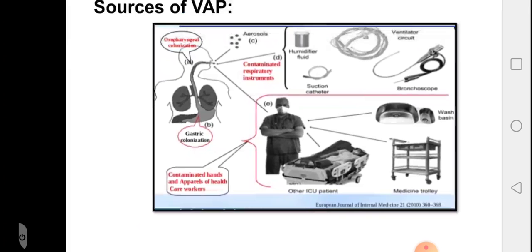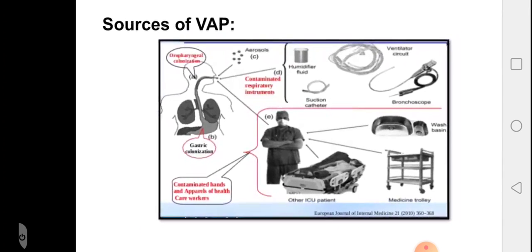Now let us look into the sources of ventilator associated pneumonia. The main sources are the oropharyngeal pathogens or the gastrointestinal flora. Next are the aerosols present in the environment, like Mycobacteria and Legionella, and contaminated respiratory instruments. We already discussed the ventilatory circuit and the suction catheter, which is attached to the suction port to remove the bronchial secretions which have pooled above the ET cuff. The bronchoscope, all these are sources of infection, and healthcare workers, if they don't follow standard precautions, can be the source of infection.